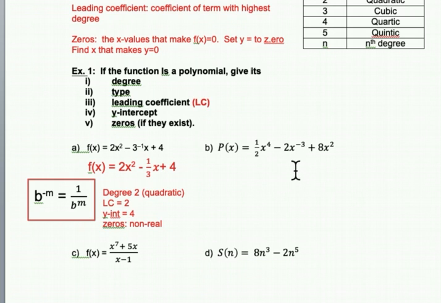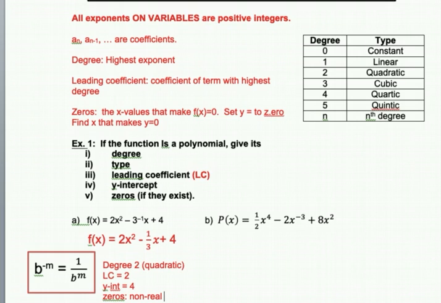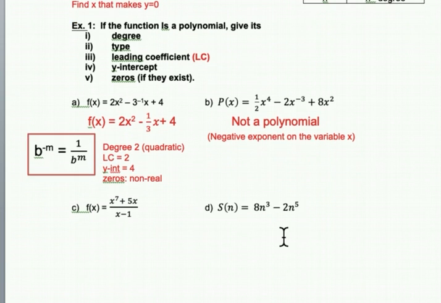If you take a look at this function, I can see that there is a negative exponent on the variable. So this is not a polynomial, and that's because there's a negative exponent on the variable x. If you want to circle that and explain why that's not a polynomial, so no need to answer the rest of the questions.